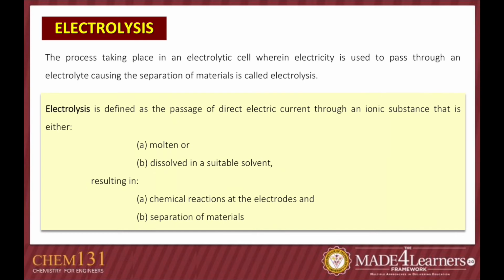The process that takes place in an electrolytic cell, wherein electricity is used to pass through an electrolyte causing the separation of materials, is called electrolysis. So it is defined as the passage of direct current through an ionic substance that is either, as stated earlier, molten or dissolved in a suitable solvent, and the results are chemical reactions at the electrodes and separation of materials. So what material is separated? Those in the electrolyte.